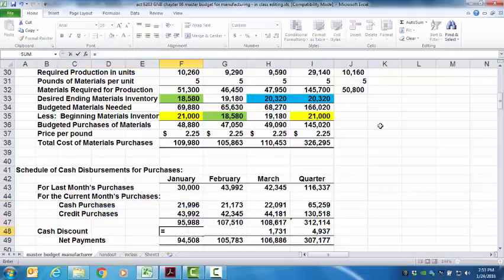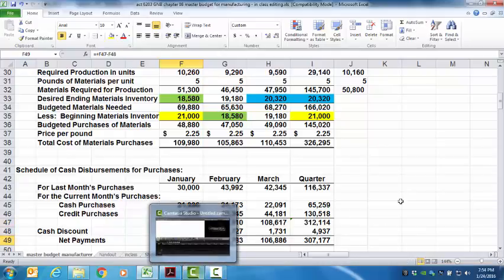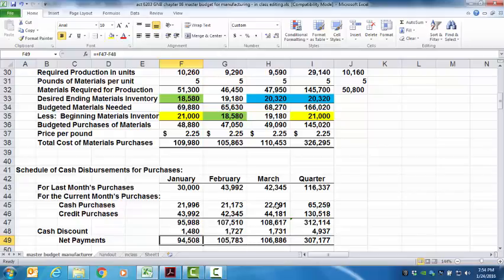But when I get down here, I want to make sure that the discount is applied to everything that was on credit, which would be last month and the current month's credit. And of course, this is going to receive a 2% discount. And when I put that in, that's where the 1,480 results. And of course, I can subtract that away to say, well, that's the net amount you're going to pay. And I'll do this for February and for March, and of course the quarter over here as well.